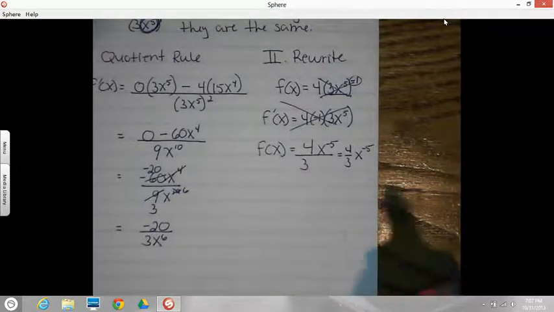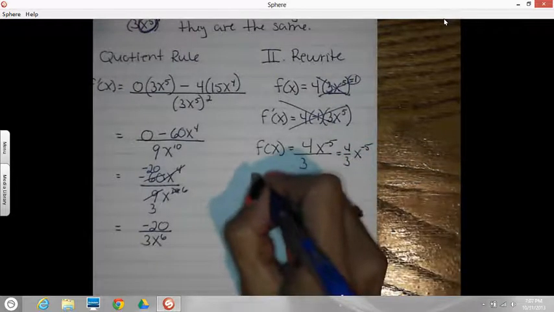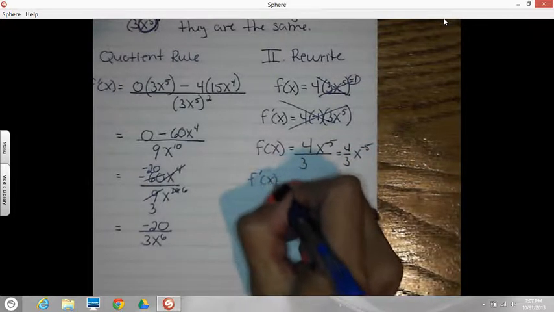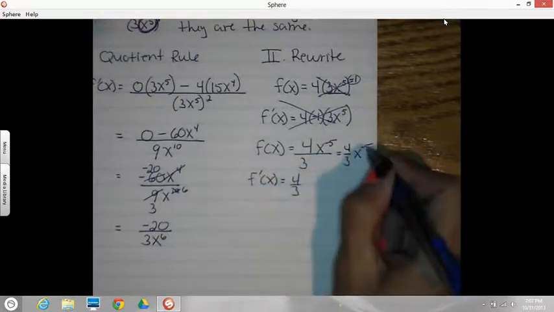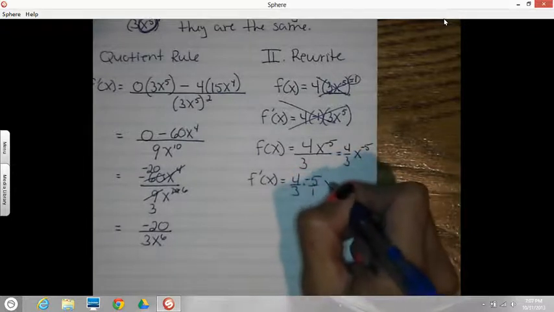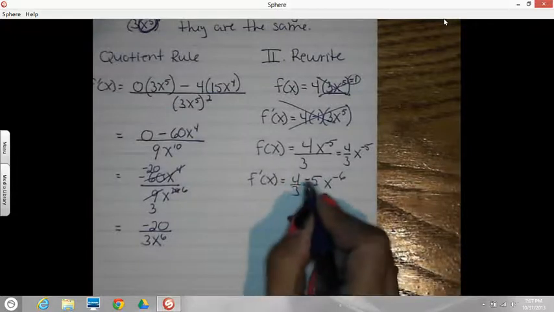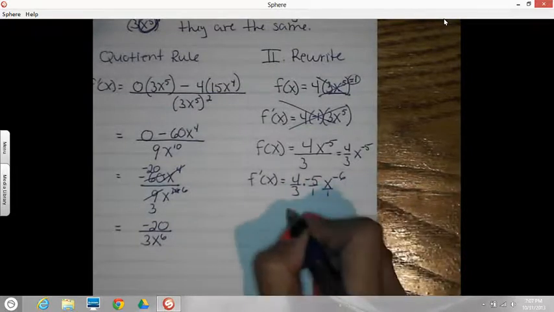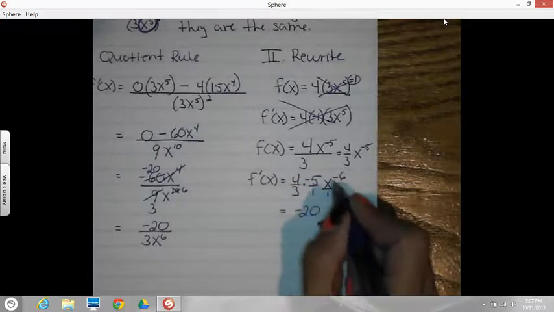So now it's just this x term where I bring the exponent and multiply it down. So now we're ready for the derivative. So it's 4/3, times the negative 5, x to the 1 less power. So multiplying, I'll have a negative 20 x to the negative 6.